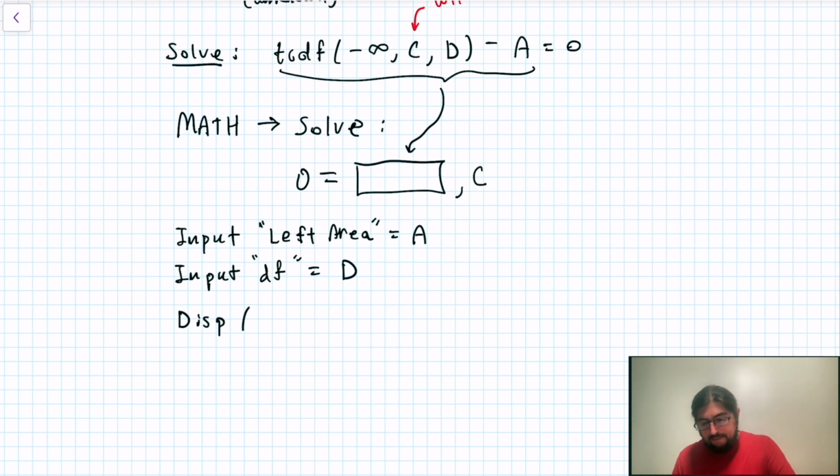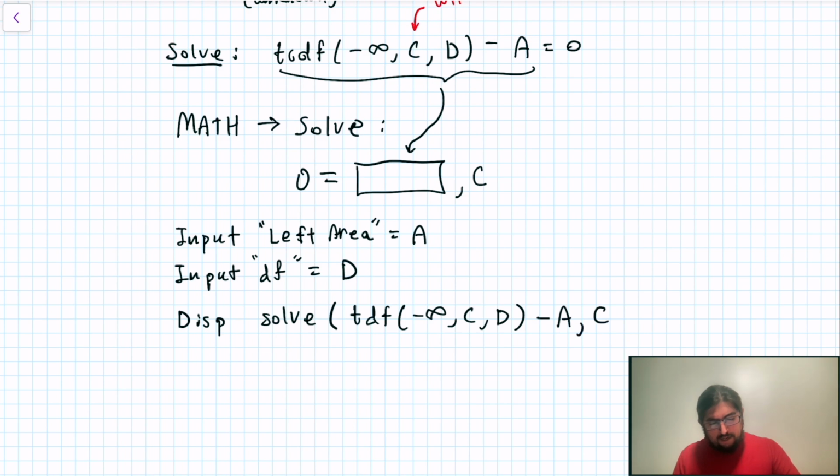We're going to display a solving of TI-CDF from negative infinity to C comma D minus A comma C. So this is saying solving for that equals 0 with respect to C. So solve for C in that equation. And that's basically it. Now this is for TI-CDF, and if we wanted to create a chi-squared inverse, then it would be with chi-squared CDF instead of TI-CDF.